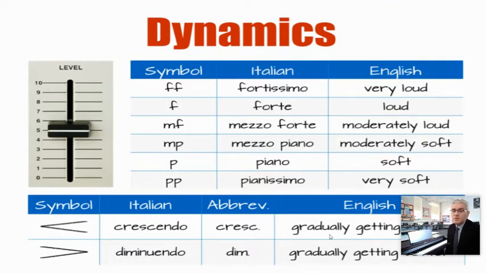You'll see on this slide all the different words we use, again, Italian words, to describe dynamics. We can have fortissimo, which is very loud, forte, which is loud. We can have mezzo forte and mezzo piano, which is moderately loud and moderately soft. And we can have piano for soft and pianissimo for very soft.